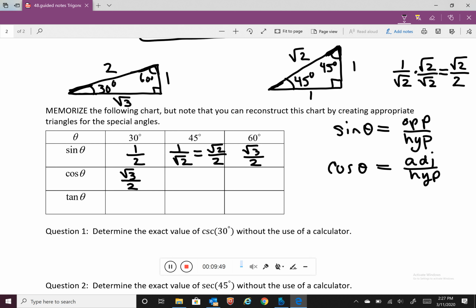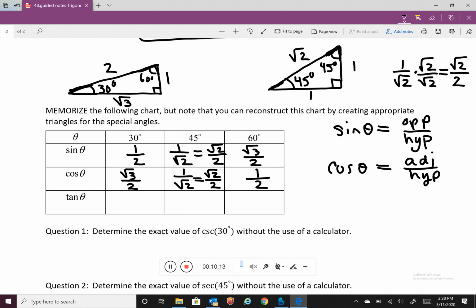For cosine of 45 degrees, notice that the adjacent side is 1, and the hypotenuse is still radical 2, and rationalized, just as above, is radical 2 over 2. And then finally for cosine of 60 degrees, the side adjacent to 60 degrees is 1, and the hypotenuse is 2.